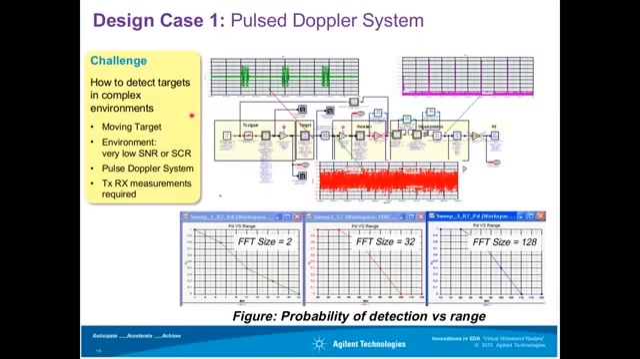So the challenge here is we want to detect target. The target return is very weak, and we have to detect the moving target in complex environments. So we're talking about the moving target, complex environment, and we use the pulse Doppler structure. We want to use the TRX performance measurement to tell you specific system performance, to evaluate whether the system is good or not, okay?